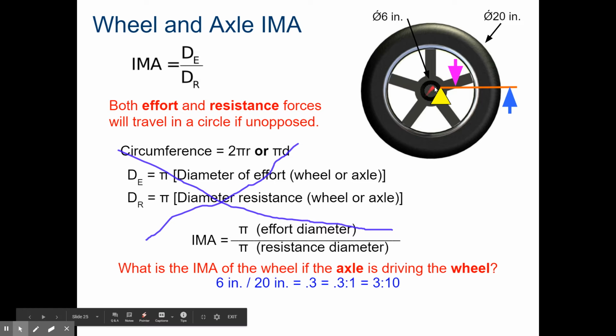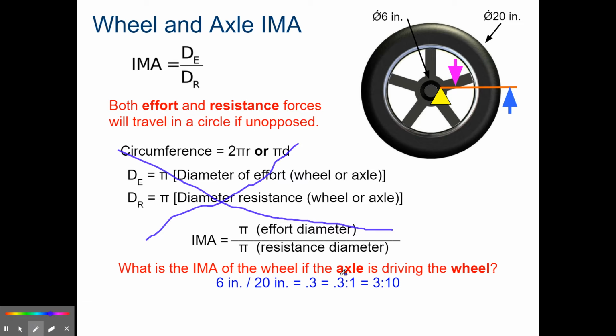Effort is at the axle. That diameter is 6. Resistance is at the wheel. That diameter is 20. So our IMA is 0.3. All right. 0.3 to 1, 3 to 10. I would want you to write this as 0.3. This is fine. Our IMA is 0.3.